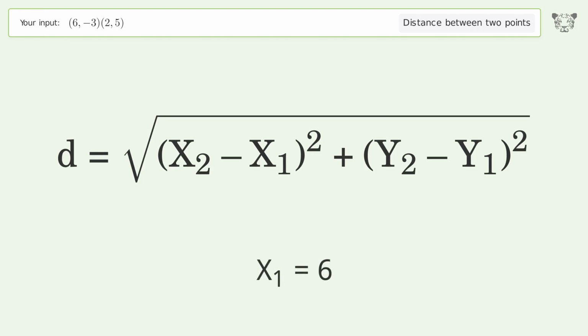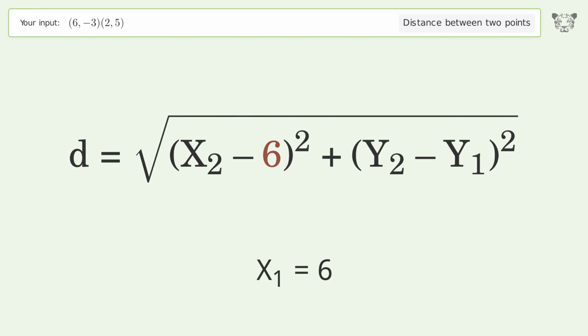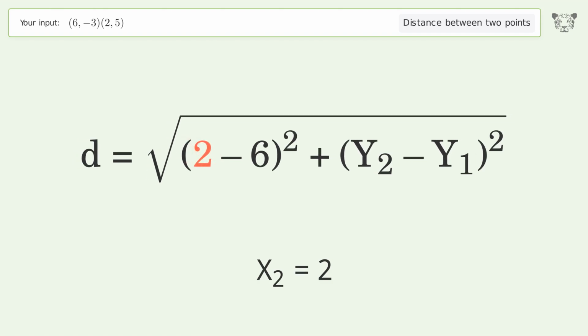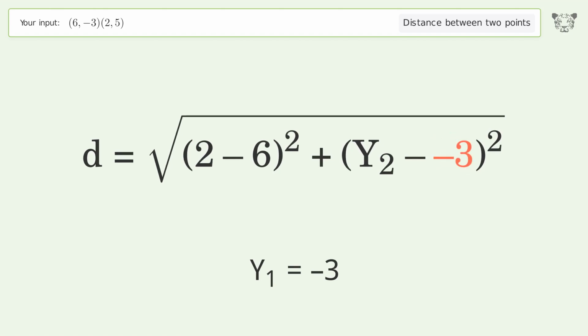x1 equals 6. x2 equals 2. y1 equals -3. y2 equals 5.